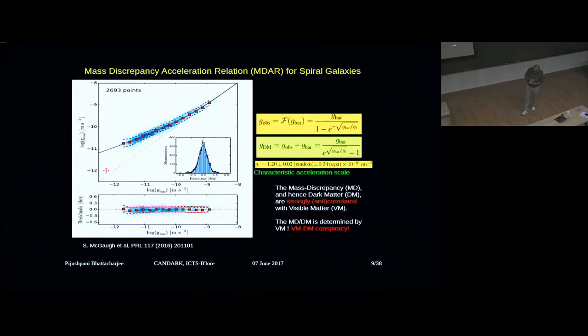So why is it that, I think that's the question, who made the spiral galaxies such that there is this relationship? This basically says that the mass discrepancy, or the dark matter if it is dark matter, is essentially determined by visible matter. If you know the visible matter, you can tell what the rotation curve will be. So this has raised some interesting questions, and lots of people are interested in why it should be so.